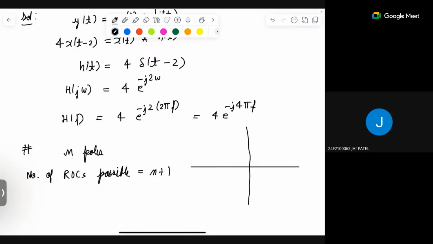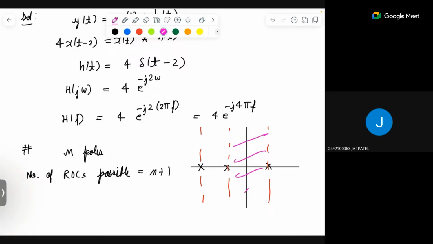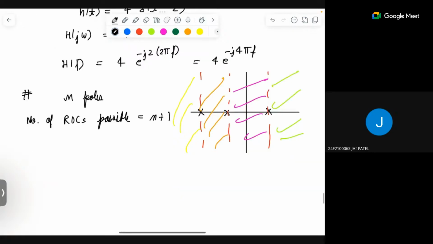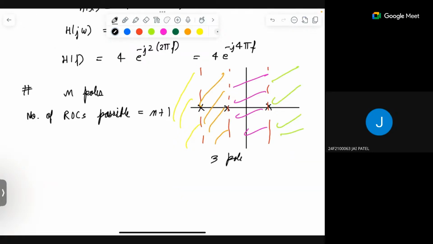Let us take the example of 3 poles. Suppose I have 3 poles. So we know that ROC cannot contain pole. So if ROC cannot contain pole, then the number of possible ROCs, one could be this, the other could be this. This could be one, this could be another one. So I had three poles here, and four ROCs are possible. Is this clear?